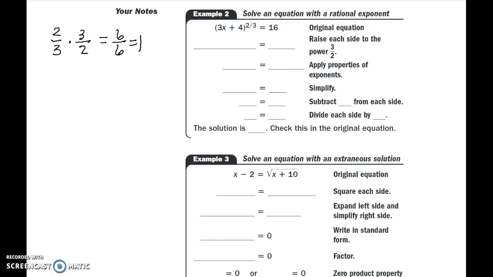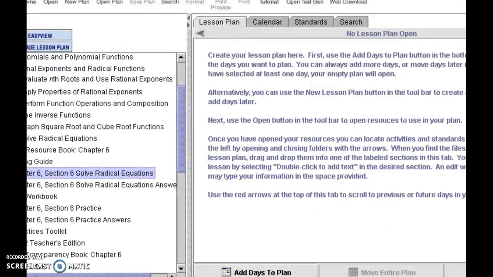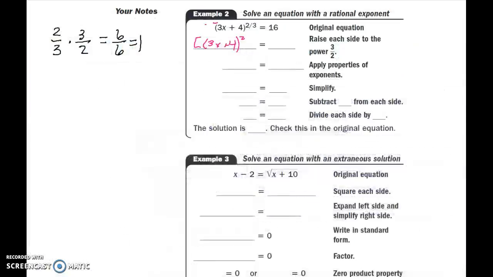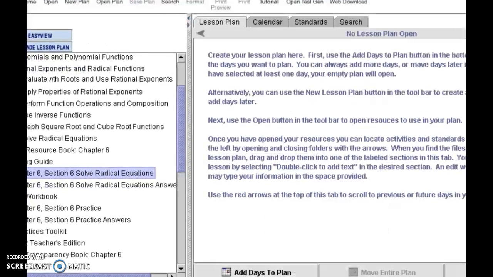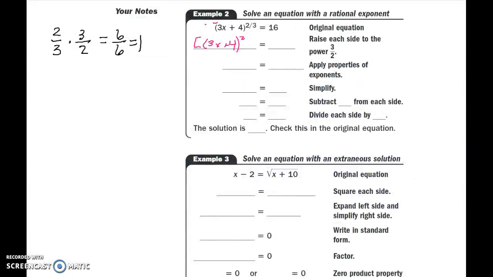So now I can take my, well, I guess I should write it down here. I can take this quantity 3x plus 4 to the 2/3 power. And I can raise it to the reciprocal power, which is the 3/2 power.